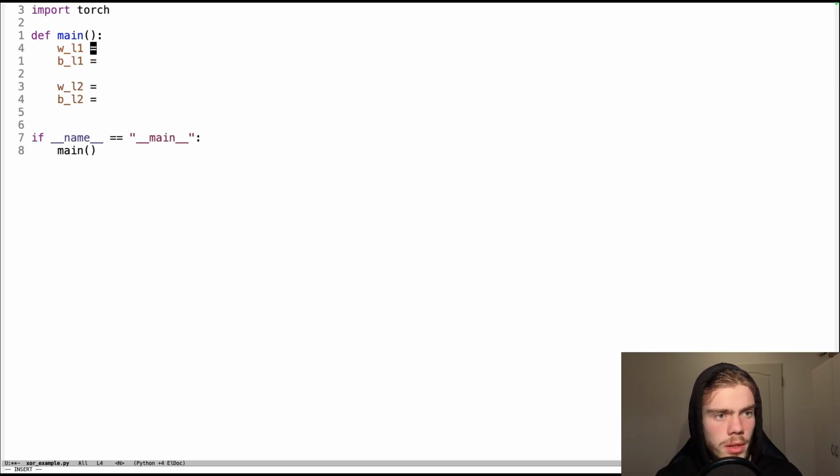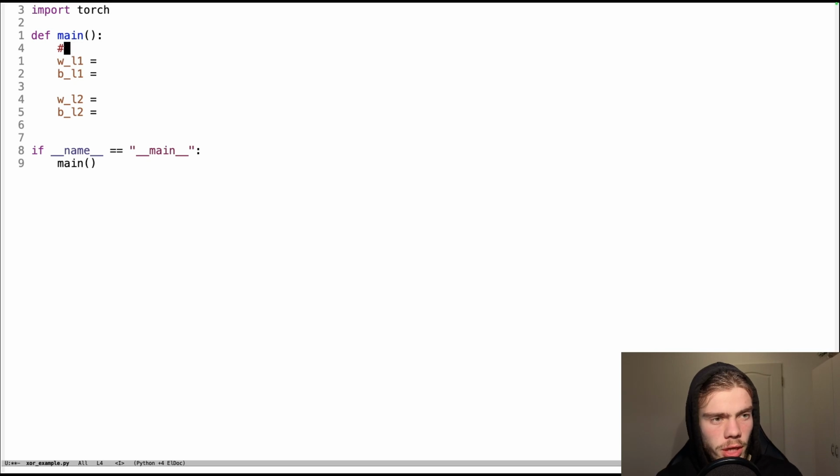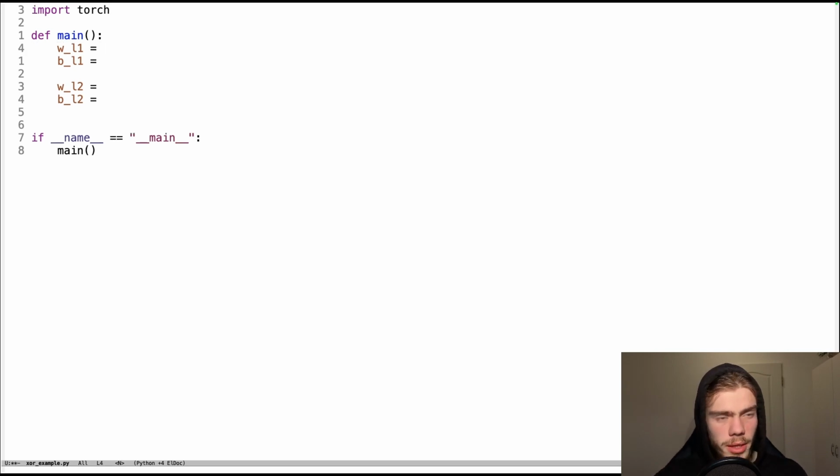Okay, so now we said the weights have to be of shape 2 by 2 and the bias has to be of shape 1 by 2. How do we initialize these weights? Well, we could initialize all of the parameters by saying they're all 0, they're all 1, but in practice it turns out that initializing them in a random manner is oftentimes better. So we will do so here as well.